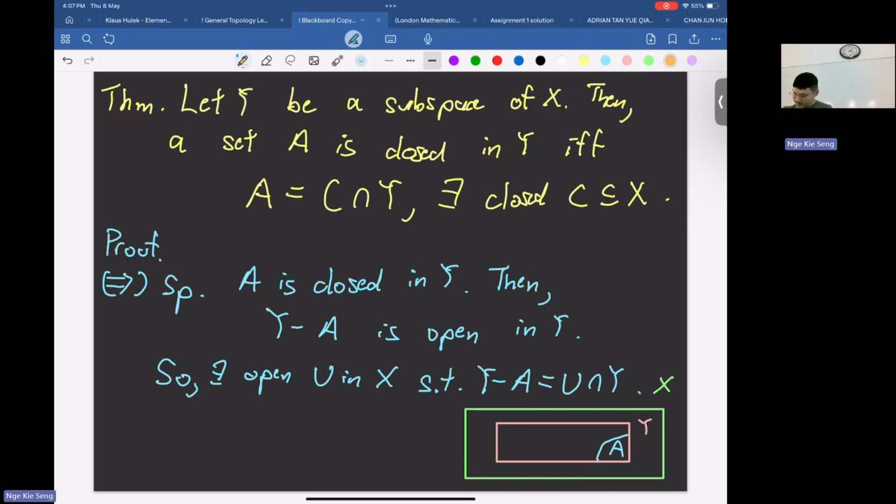Doesn't cover A. Okay, but pass by the, let's say, the boundary. Something like that. Okay. So from here, you need to find the closed set C such that C intersect Y is A. What's closed there? You need to write A as some closed set inside X that intersects Y to get this part.